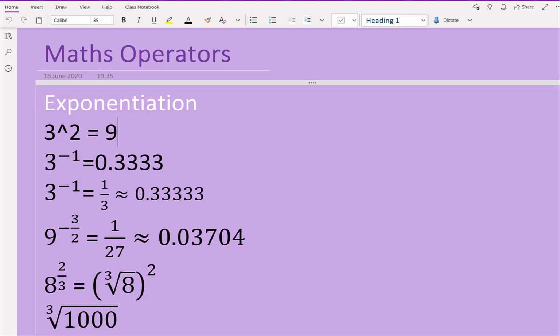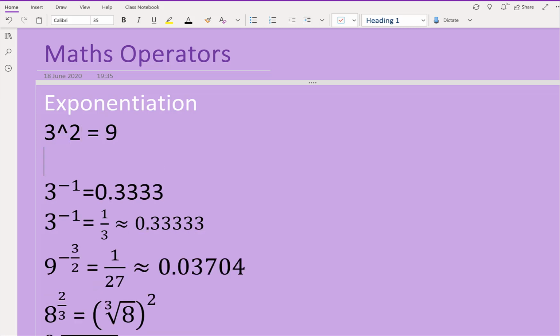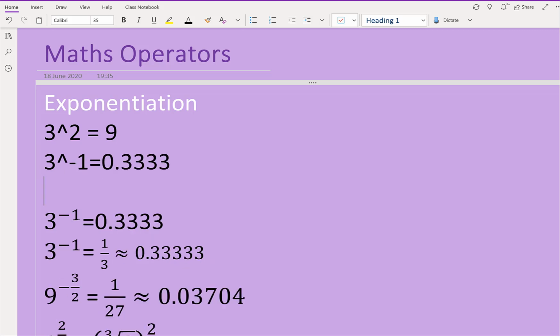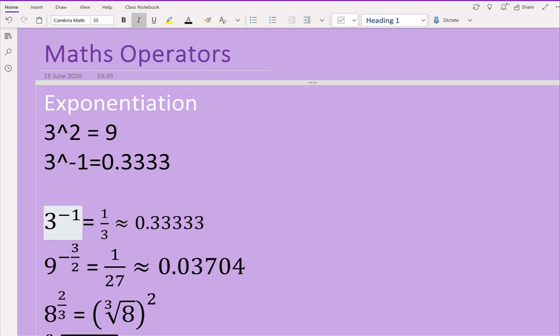Hi, I just want to show you some of the math operators I've been using in OneNote. So the first one here is the power of. Say if I want 3 to the power of -1 equals, enter. So it will give me a value.